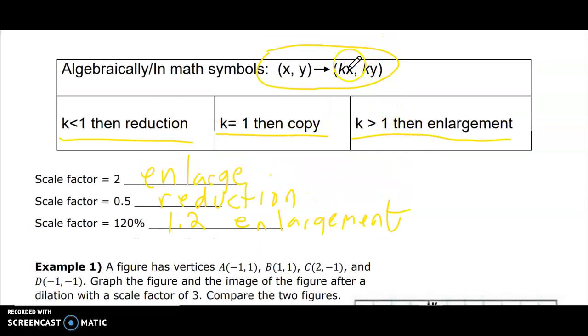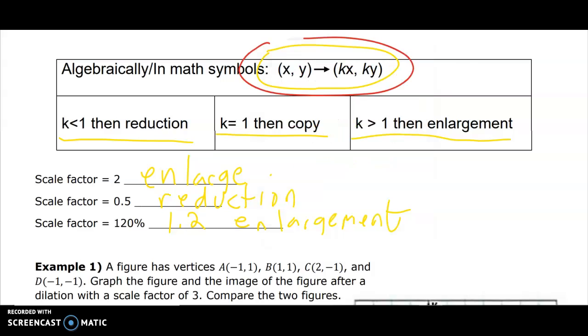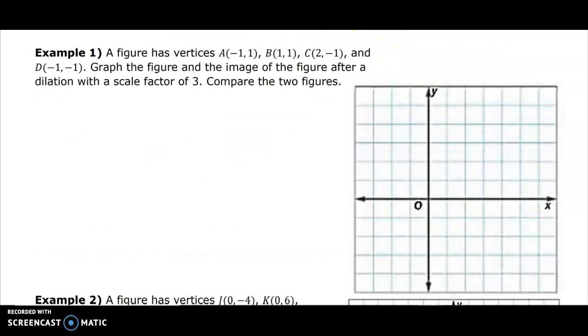So remember this right here, the given coordinates, this little k represents scale factor. So it says a figure has vertices at A (-1, 1), B at (1, 1), C at (2, -1), and D at (-1, -1). Graph the figure and the image of the figure after the dilation of scale factor. Compare the two figures with the scale factor of 3.